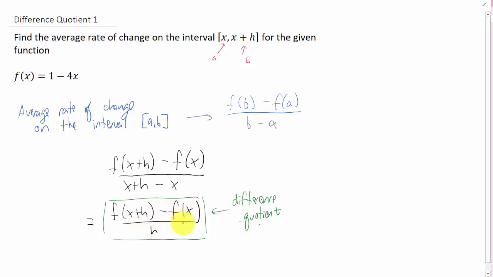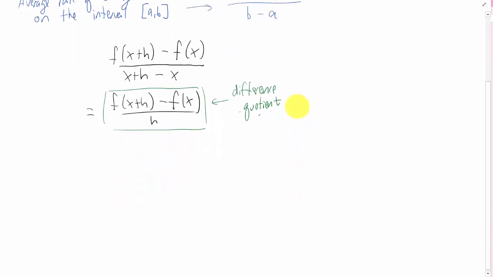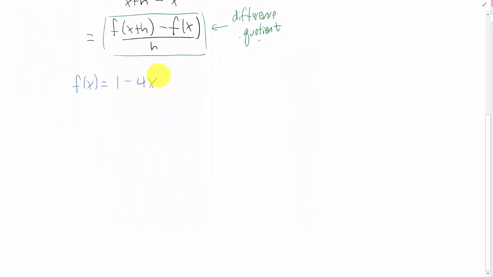Okay, but we actually have a calculation to do with a given function. Our f of x is 1 minus 4x. So I'm going to scroll down here and we can start this calculation. We're given the function f of x equals 1 minus 4x. The first thing we need when finding these difference quotients is we need f of x plus h.